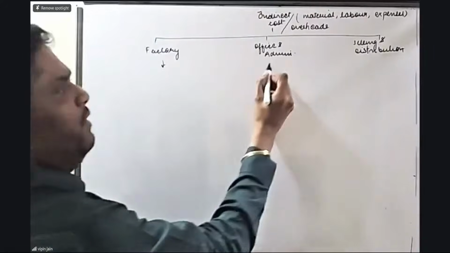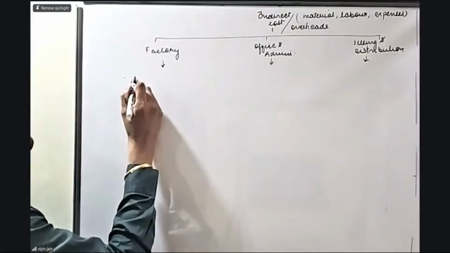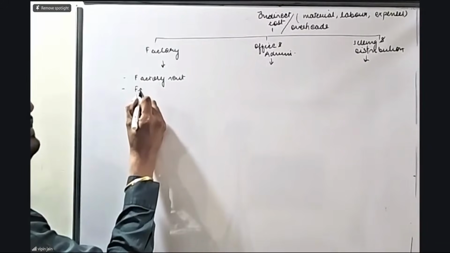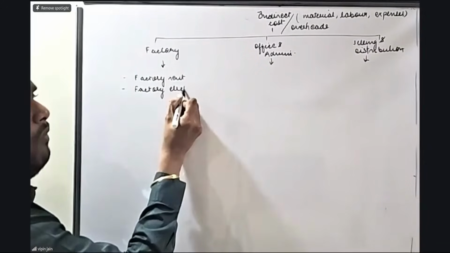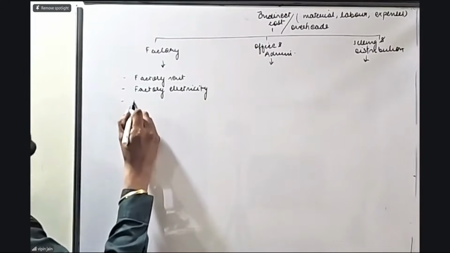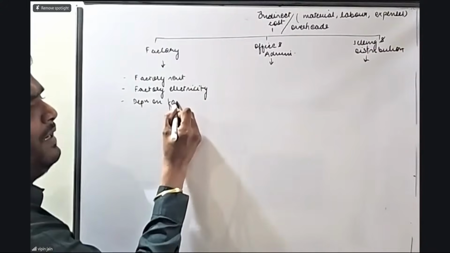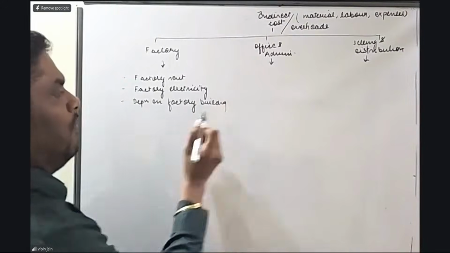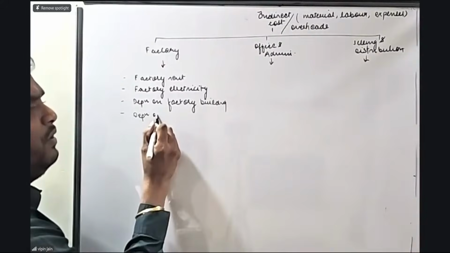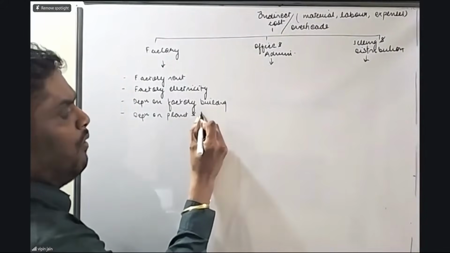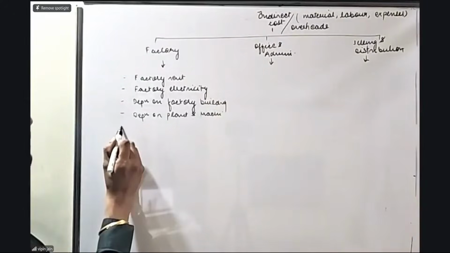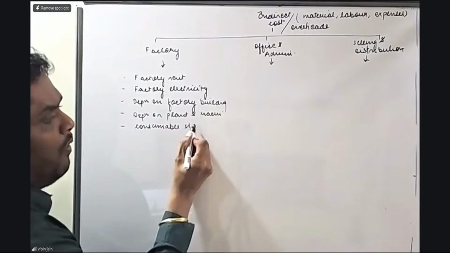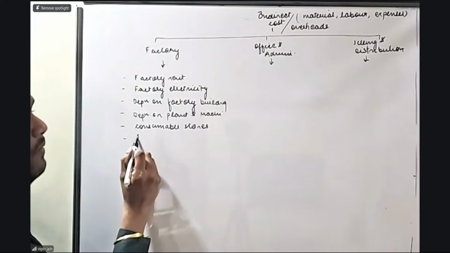So writing a few examples for your reference. For the factory, it can be factory rent, factory electricity, depreciation on factory building, depreciation on plant and machinery, consumable stores, we can say supervisor salary, etc.